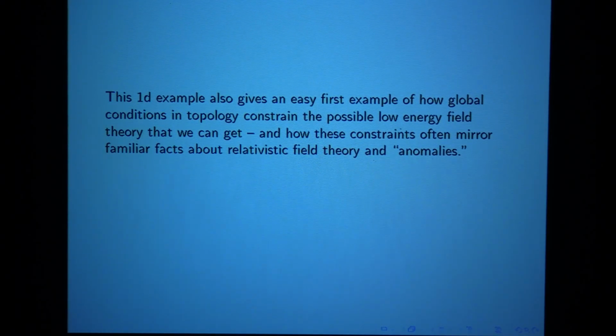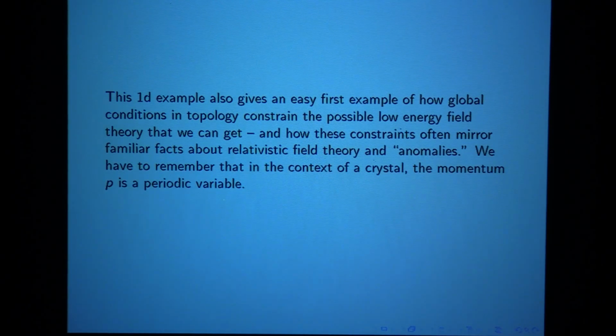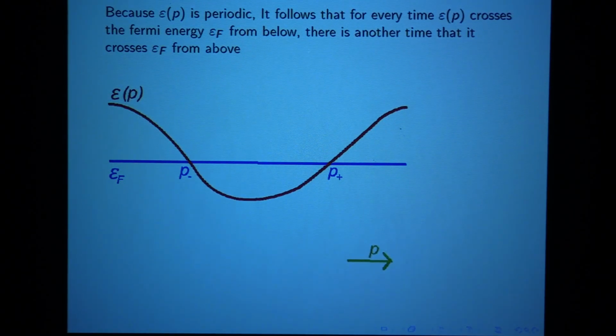Now, this one-dimensional example also gives an elementary example of how global conditions in topology constrain the possible low-energy field theory that we can get, and how these constraints then often mirror what is understood in relativistic field theory from the point of view of anomalies. We have to remember that in the context of a crystal, the momentum p is a periodic variable. Because it is periodic, it follows that every time epsilon of p crosses the Fermi energy from below, as it does here, there's another time that it crosses it from above, as over here.